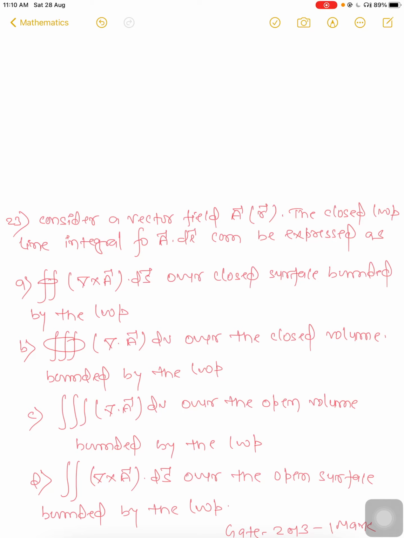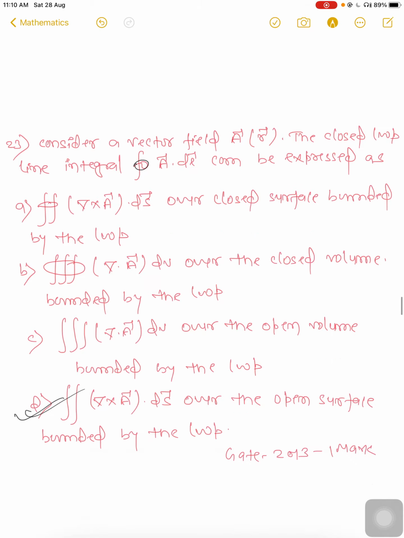Consider a vector field A. For a closed loop, the line integral of A dot dl can be expressed, according to Stokes theorem, as converted into a surface integral, and this one will be open. Okay, so option D will be the right option.